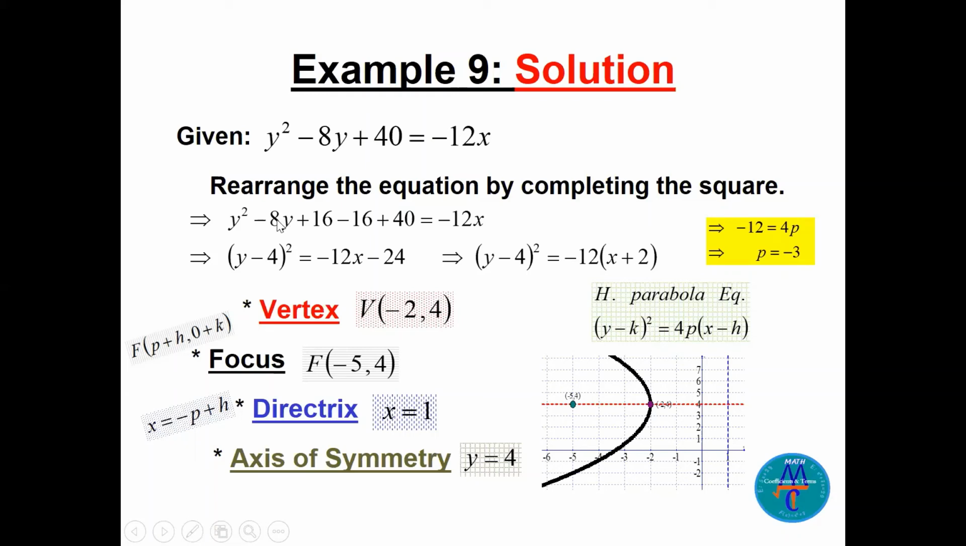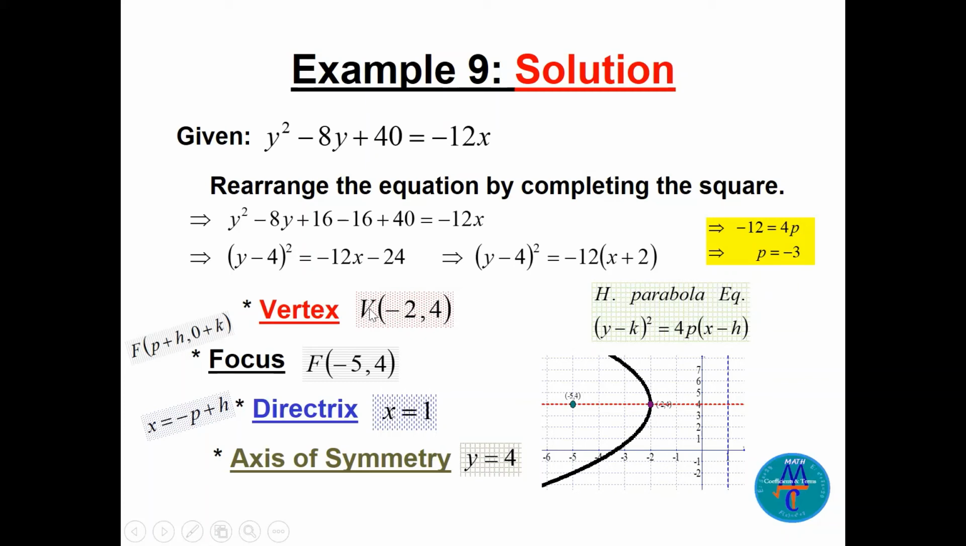Take minus 8, divide by 2, minus 4. Square it, 16. So plus 16 minus 16 plus 40. So the first three terms become the perfect square (y minus 4) squared, equal to minus 12x. Here we have minus 16. See, the plus 16 goes with the factoring. Minus 16 plus 40 on the other side, it's minus 24. Take minus 12 out, so x plus 2. So minus 12 is equal to 4p, according to our formula. So p will be minus 3.